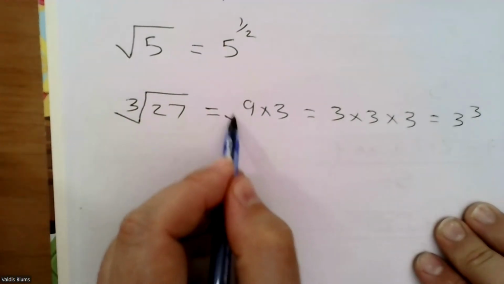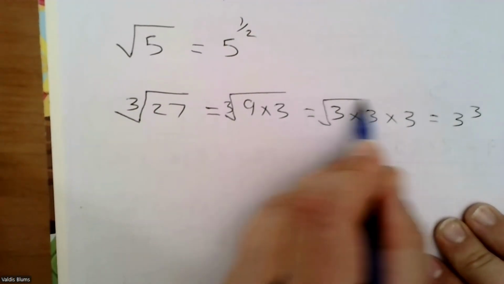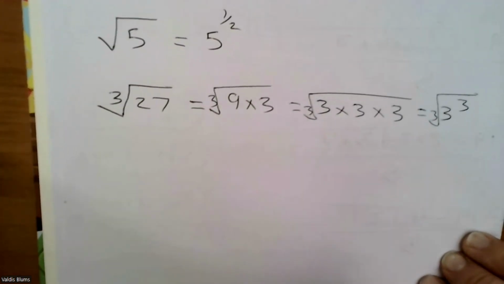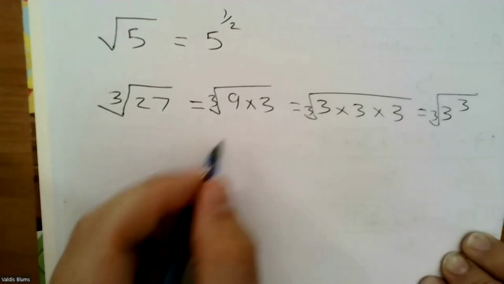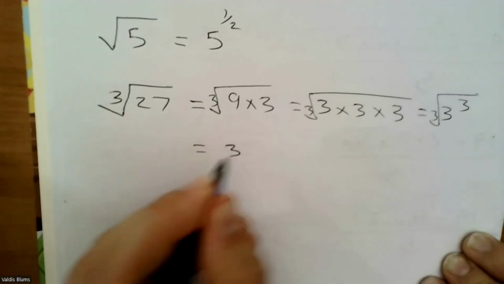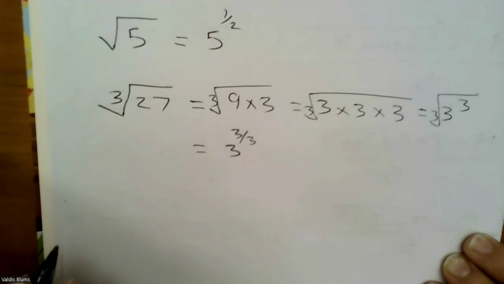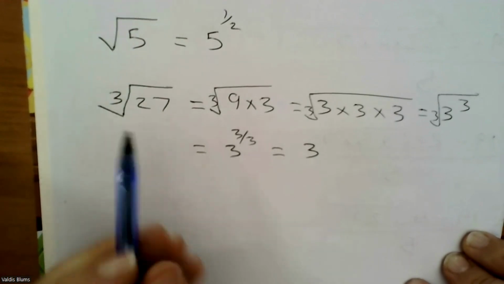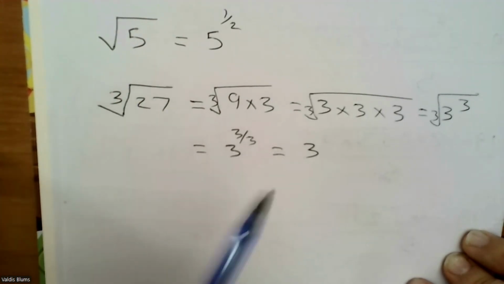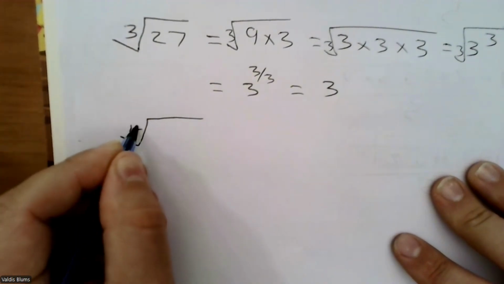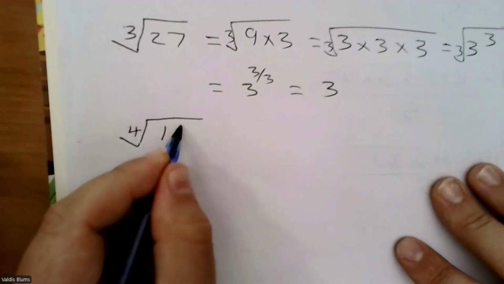Now all of this is still within the cubed root. So what that is saying is, if we get rid of this cubed root and bring that into the power, we have 3 to the power of 3 over 3, which is just equal to 3. So the cubed root of 27 is equal to 3. So again, what times by itself 3 times? Or you might have something even higher. Let's say you have the fourth root of, let's say, 16.